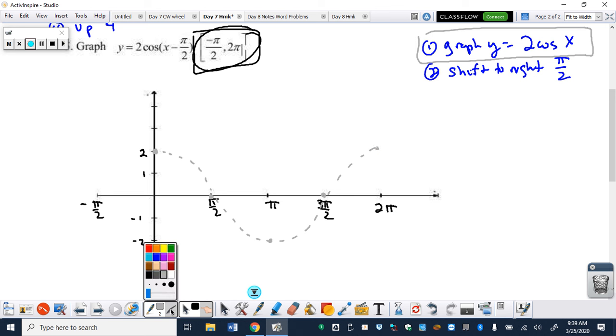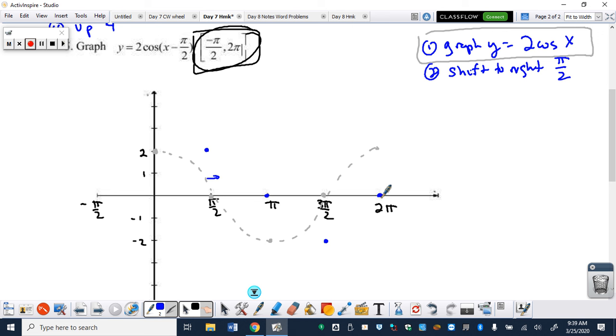I'm going to change over to blue. I'm going to shift everything over to the right, 90 degrees. So this entire graph is going to go to the right. So this point is now going to be at pi over 2. It's going to be a height of 2 at pi over 2. Pi over 2 used to be at 0. It's now going to be at pi. Pi used to be at negative 2. Now negative 2 is going to be over at 3 pi over 2. 3 pi over 2 used to be at 0. We're going to shift it to the right, 2 pi.